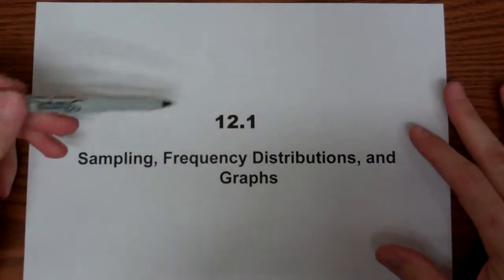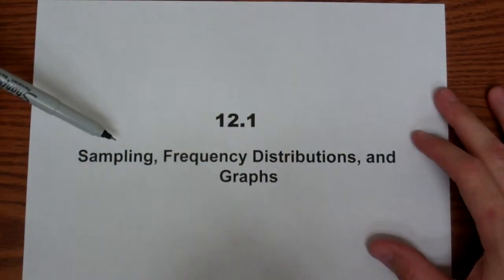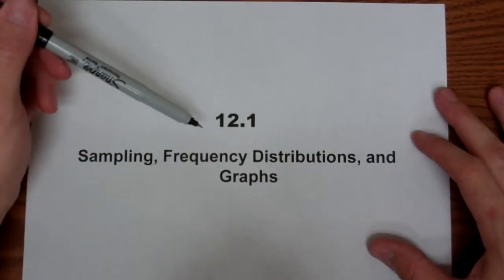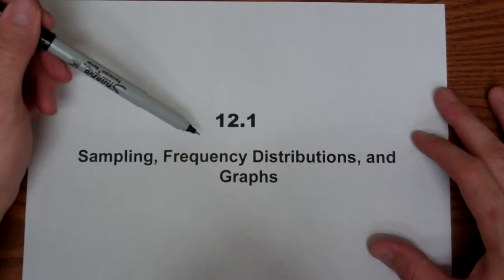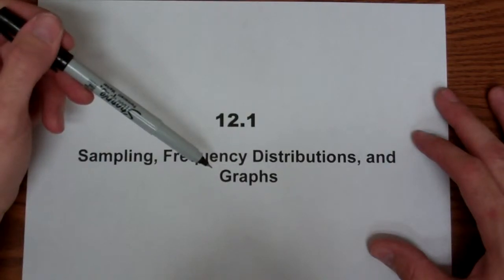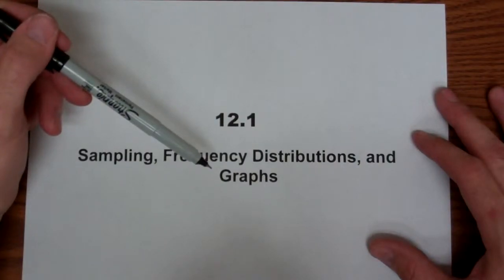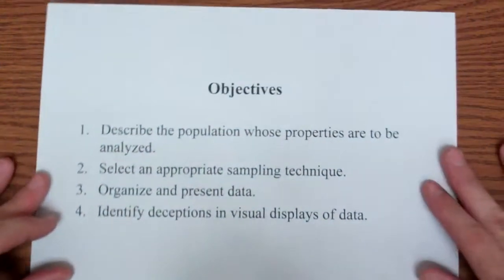Okay, so today we're talking in 12.1. We're going to talk about sampling and good sampling techniques. We're going to talk about frequency distributions, which is one way of displaying data. We want to talk about graphs, specifically about deceptive graphs and some of the things you want to avoid in your displays of data. As always, we have some objectives.